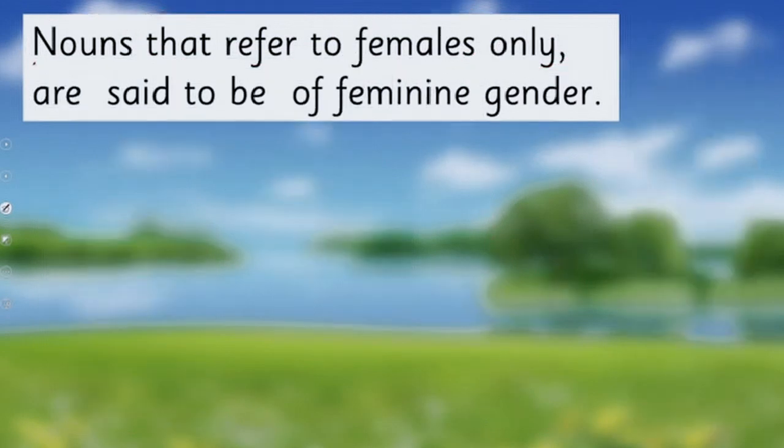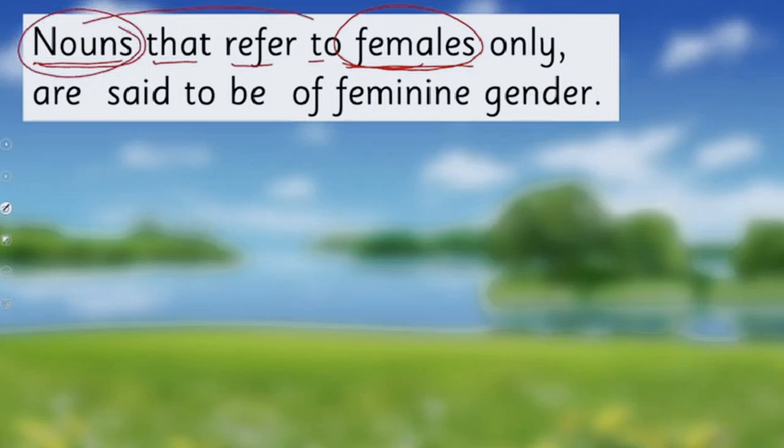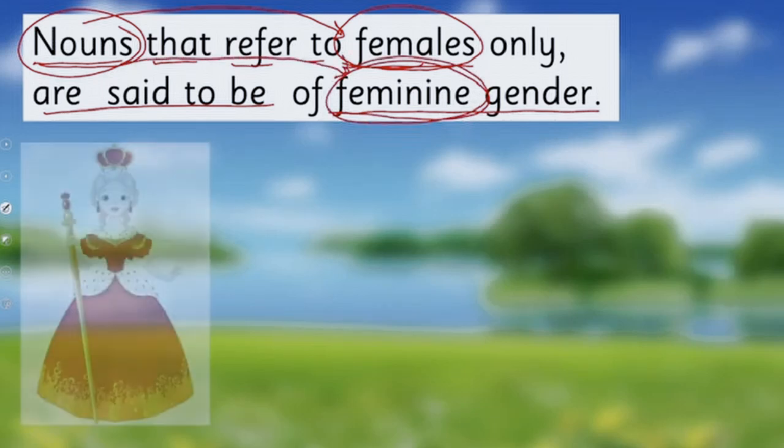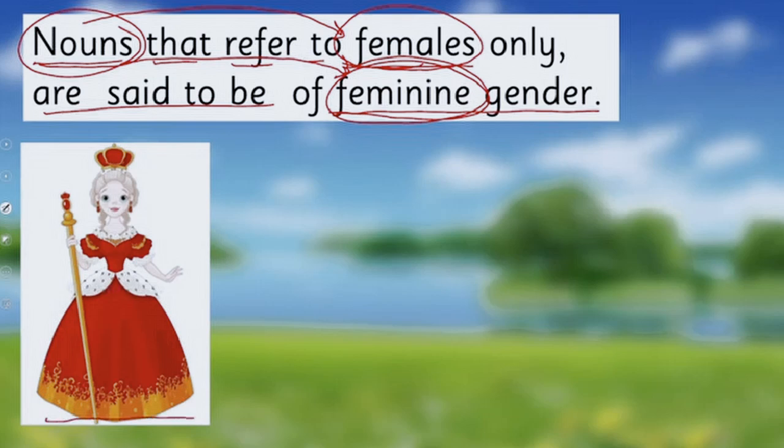And the nouns that refer to females only, meaning the naming words which we use for females only, are said to be feminine gender. So feminine gender are the naming words used for females. For example, queen. When we say queen, queen is always a female.